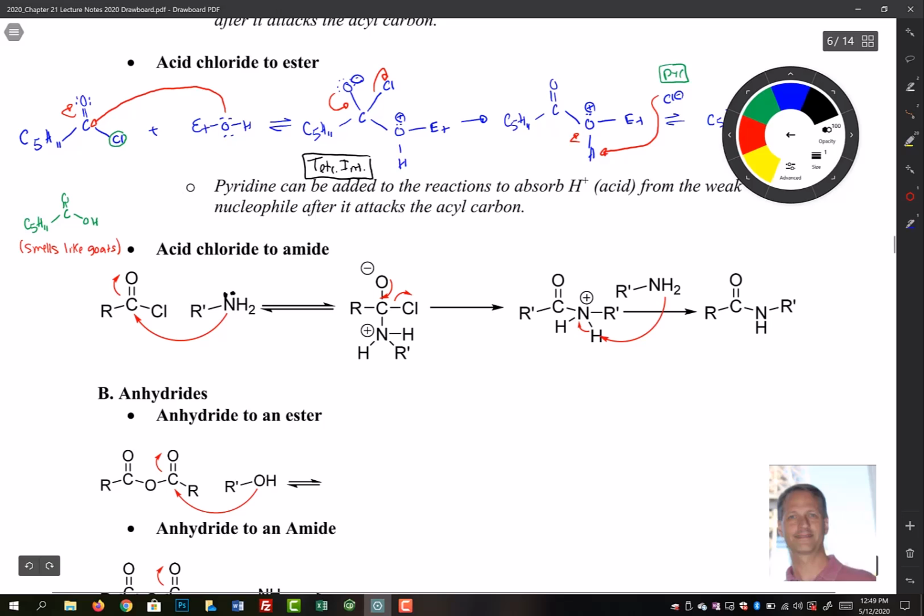But you have a lone pair coming over, attacking your carbon. Here's your tetrahedral intermediate, and then your deprotonation down here at the end. The only thing down here is that we already have a base present, so we don't use chloride here. Probably use our amine to do that. And then that makes the amide down here at the end, right? So you're making your amide.